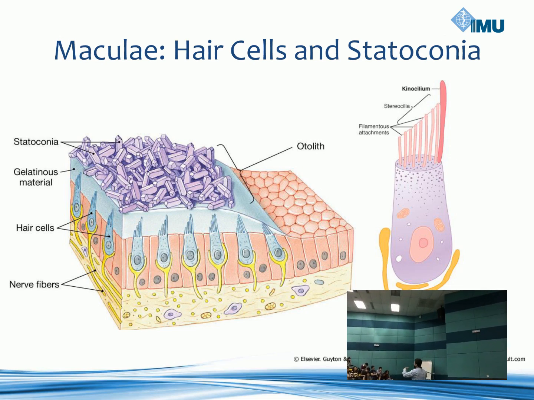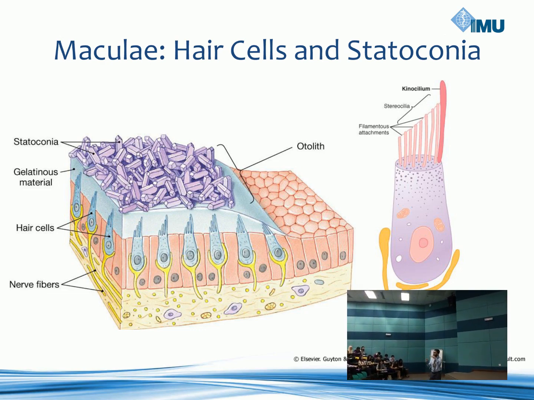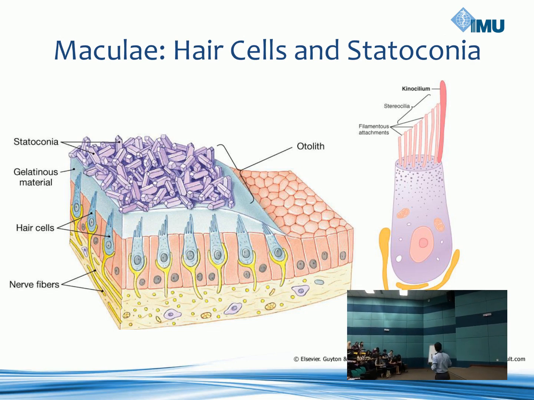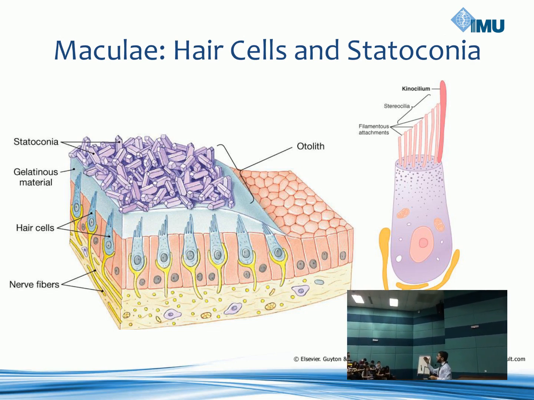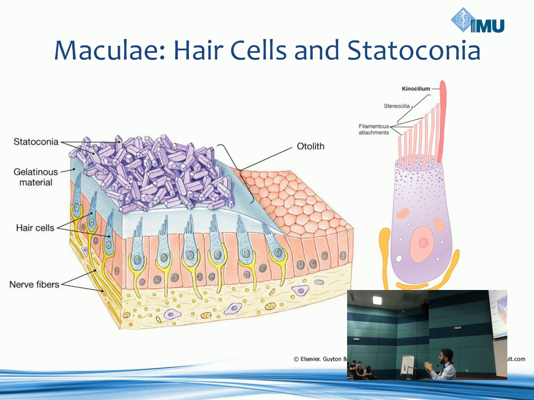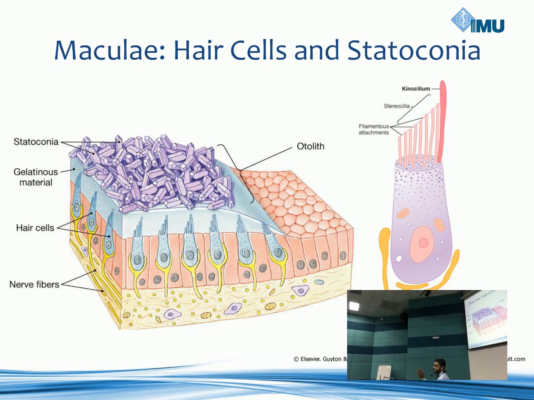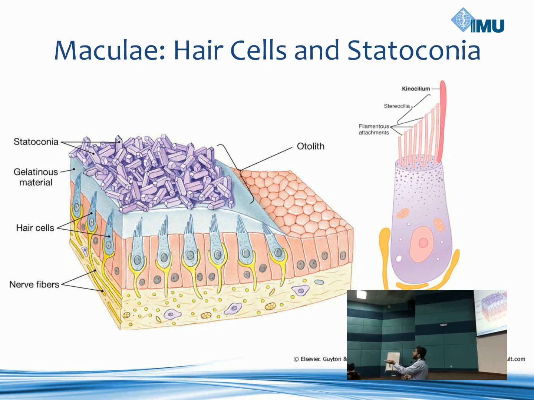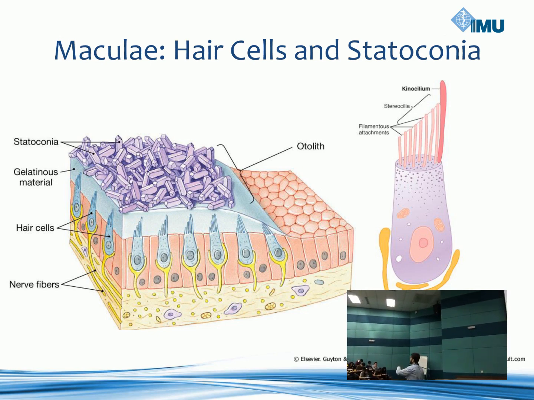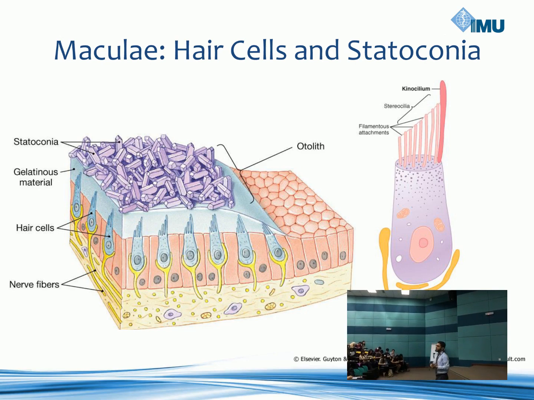Now, these sand particles are very heavy, right? So imagine if there is any movement or tilt of the head, these sand particles, because they are heavy, will fall on that side. When they fall, the gelatinous material will also move with them. When it moves, it causes bending of the stereocilia. Bending of stereocilia will open the potassium channels. Potassium goes in, depolarization, and an action potential is generated.